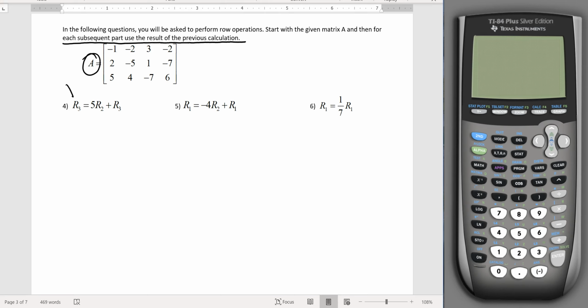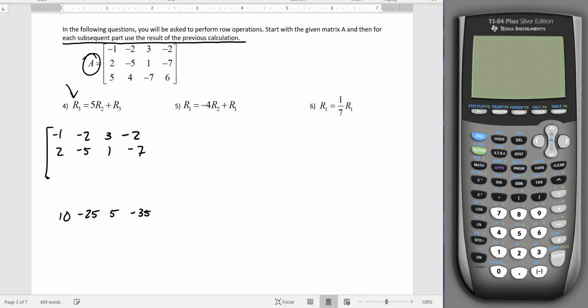So what does that tell me? Only R3 is going to change. So that means the rest of the matrix is going to stay the same. Negative 1, negative 2, 3, negative 2, 2, negative 5, 1, negative 7. Now instead of R3, I'm going to do 5 times R2 plus R3. One way that you can do this is create a little system here that you're going to add, which is what I kind of like to do if there's a bunch of numbers going on here. So 5 times R2. So I'm going to start by multiplying the second row times 5. So I'm going to get 10, negative 25, 5, negative 35.